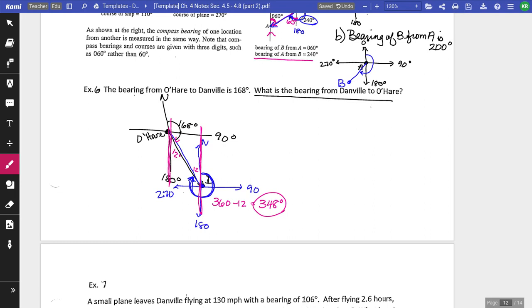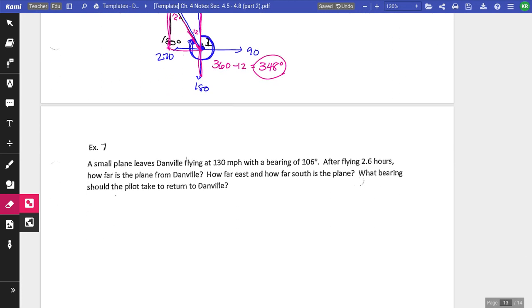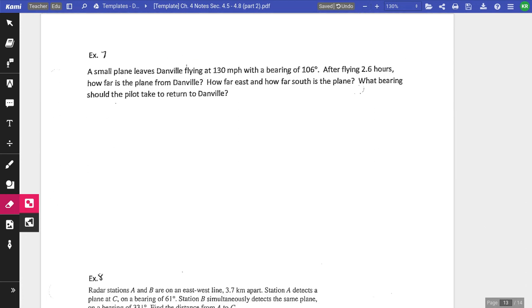Now there are other angles here. You could have set this up like a right triangle right through here, found this angle measure, and then done 270 plus that angle measure to get your bearing. So there are different ways that you can find that. It's just going to take a little bit of practice. Okay, let's go on to number 7.